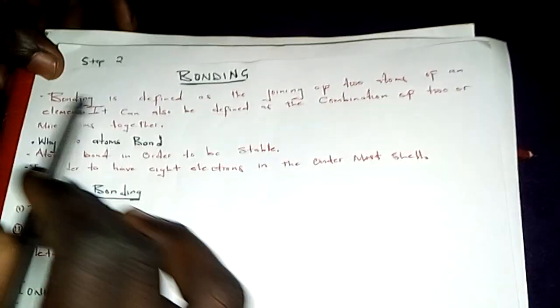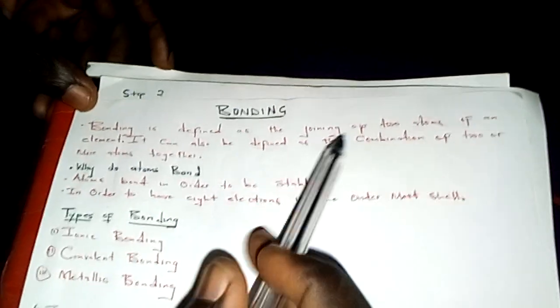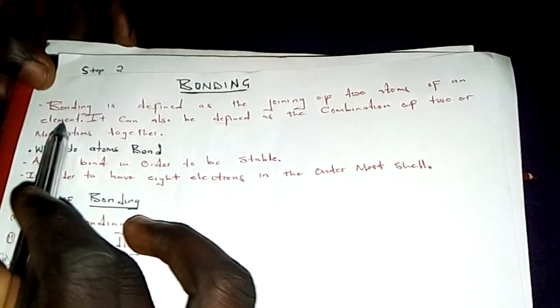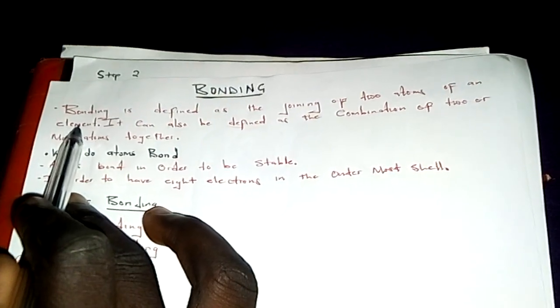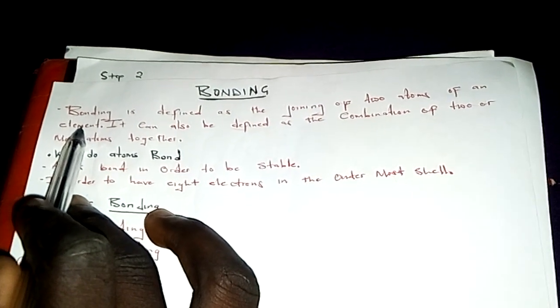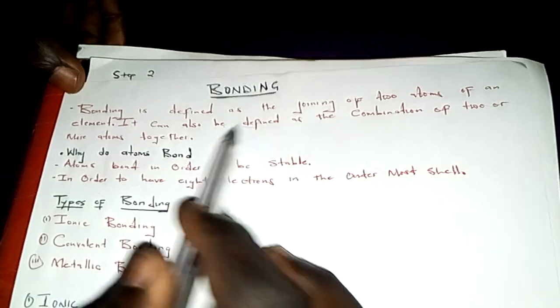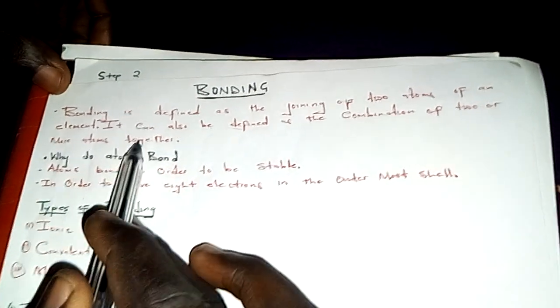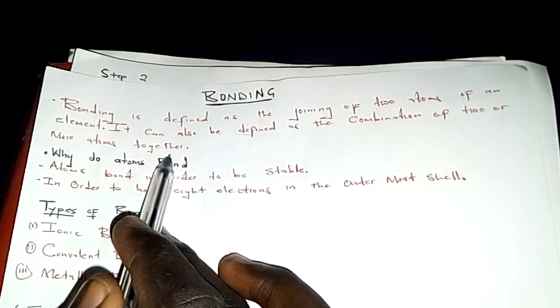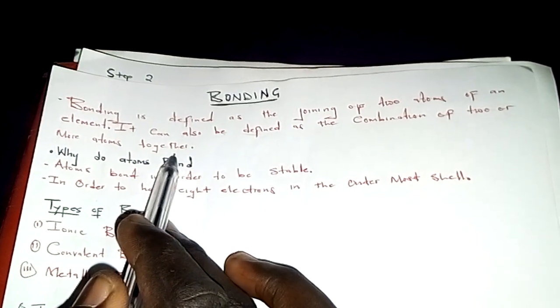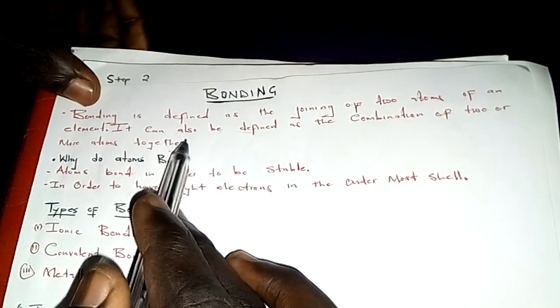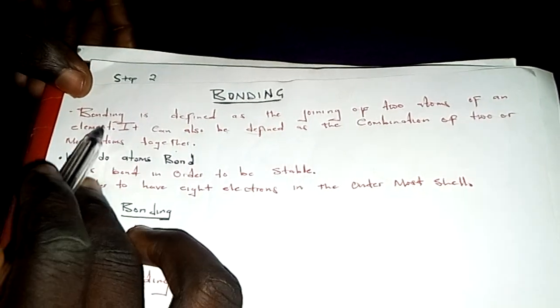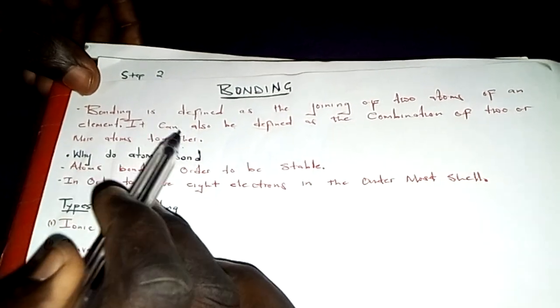Bonding is defined as the joining of two atoms of an element. That is what bonding is. It can also be defined as the combination of two or more atoms together. That is what bonding simply is.